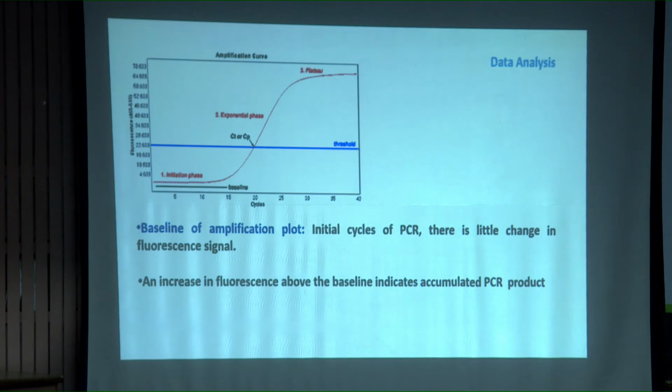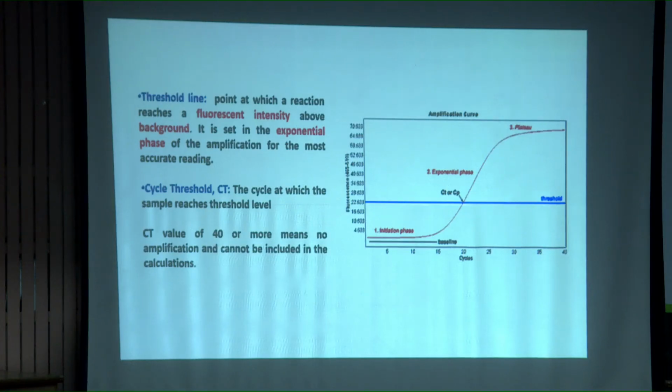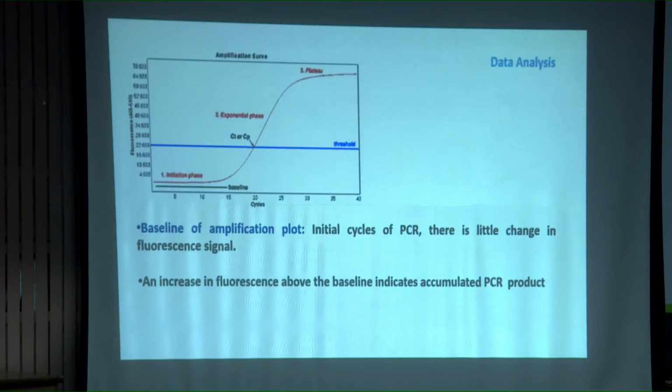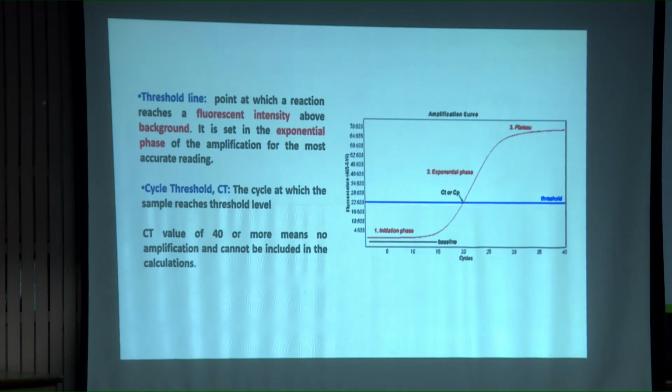Now, the baseline of the amplification plot: in the initial cycles of PCR, there is little change in the fluorescent signal, right? Why little change? There is a change. It's happening, doubling, but the change is not perceptible, the machine is unable to capture the signals, right? An increase in fluorescence above the baseline indicates accumulated PCR product, right? And threshold line, another terminology. This is a baseline amplification plot. This is the threshold line, a point at which a reaction reaches a fluorescent intensity above the background. It is set in the exponential phase of the amplification for most accurate reading.